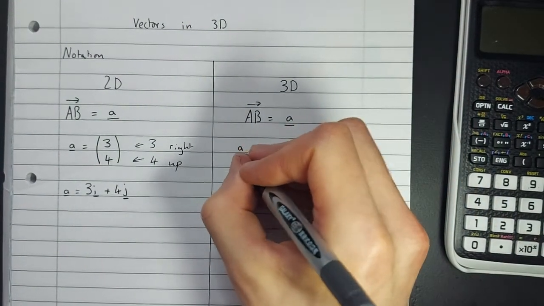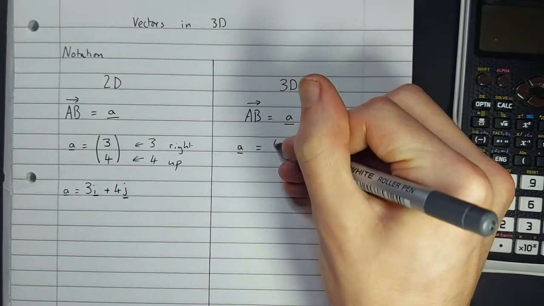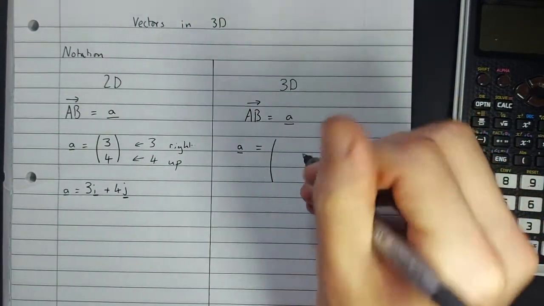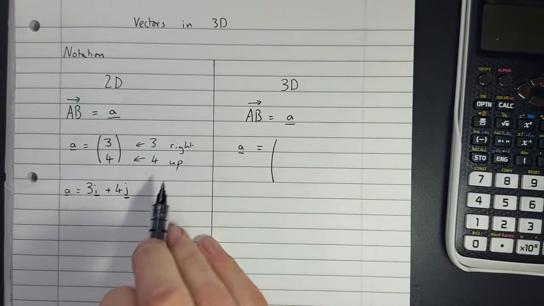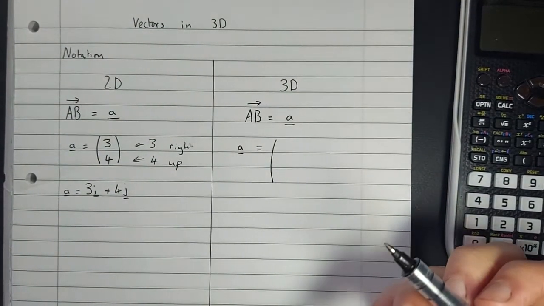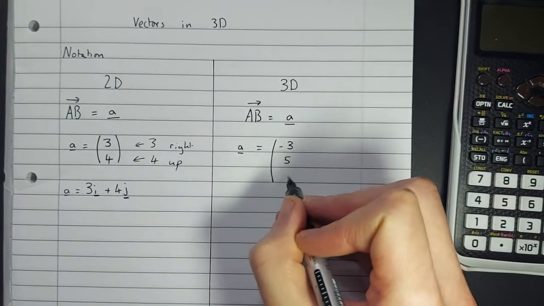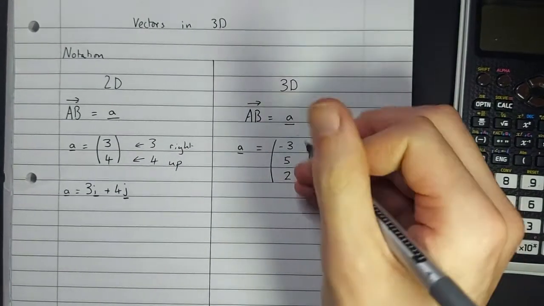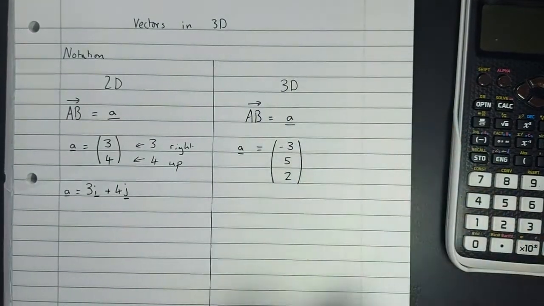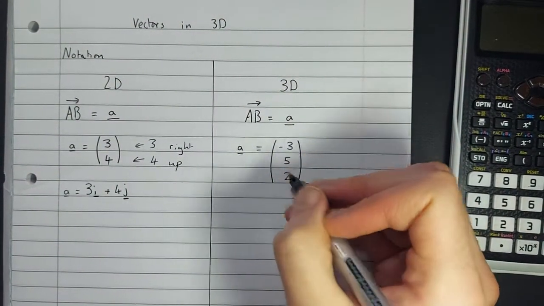Right, now, this is where it's going to look slightly different when we have a column vector, and I think it will change in exactly the way you'd expect. This time, instead of just having a right and left, up and down, you're going to have like a back and forwards, okay? So let's say we're doing, let's have minus 3, 5 and 2. Okay, so these are your numbers to describe your direction.